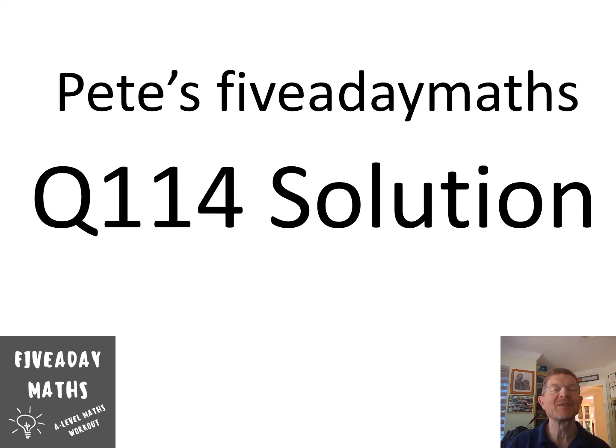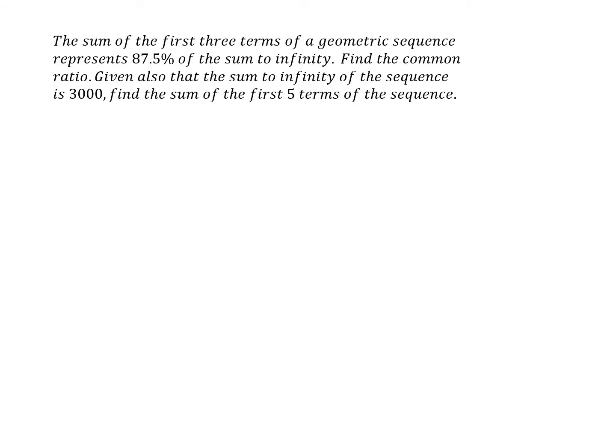So question 114, another geometric sequence here. So we're told that the sum of the first three terms of this geometric sequence is 87.5% of the sum to infinity. So we can write down an equation which encapsulates that.